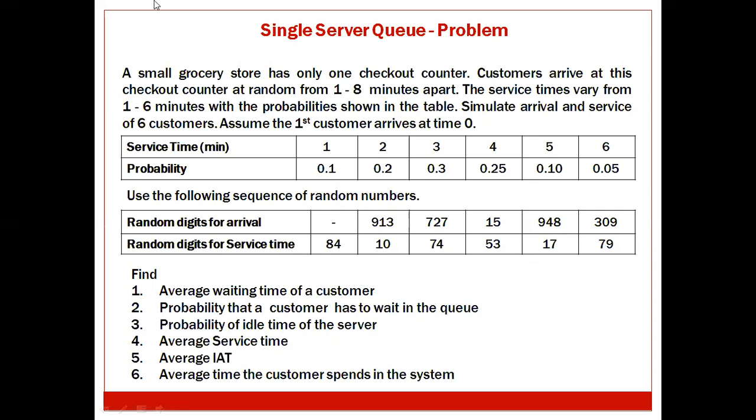Here the random digit for the first arrival time, for the first customer, nothing is given, it is just a hyphen here. That means the first customer, since he is arriving at time 0 itself, there is no random digit for the first customer. Okay, and then find average waiting time of a customer, probability that a customer has to wait in the queue, probability of idle time of the server, then average service time, average IAT, then average time the customer spends in the system. So these are the things which you are going to find out.